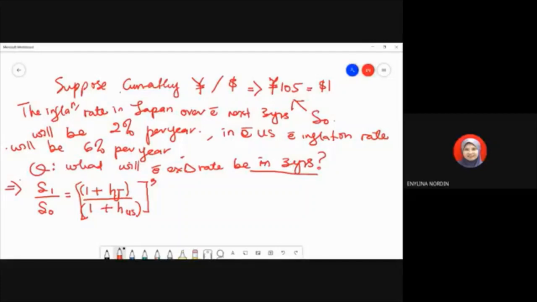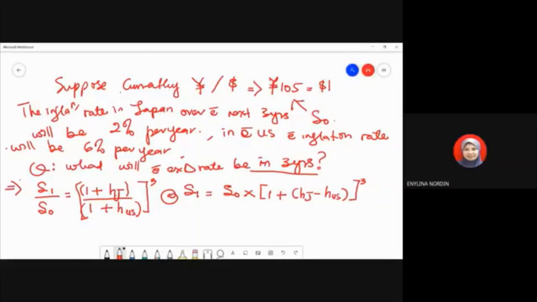Or actually, if you look at the textbook, if you rearrange this formula to find out S1, S1 is equal to S0 multiplied by 1 plus inflation rate in Japan minus inflation rate in US, and then you put the whole thing in the bracket to the power of 3. If you don't want to rearrange, it's up to you which one you want to use.